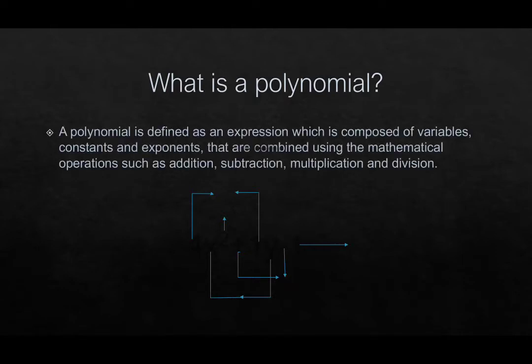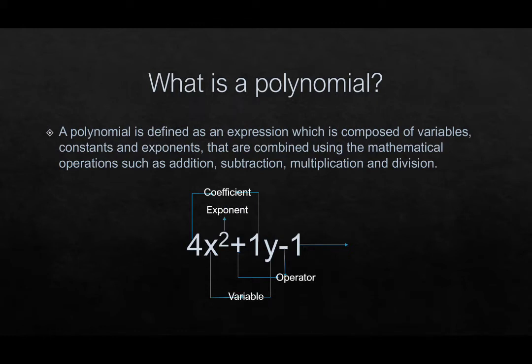A polynomial is defined as an expression which is composed of variables, constants and exponents that are combined using mathematical operations such as addition, subtraction, multiplication and division. And here is an example: 4x square plus 1y minus 1. Here 4 and 1 are coefficients, 2 is the exponent, x and y are variables, plus and minus are operators, and 1 is the constant.